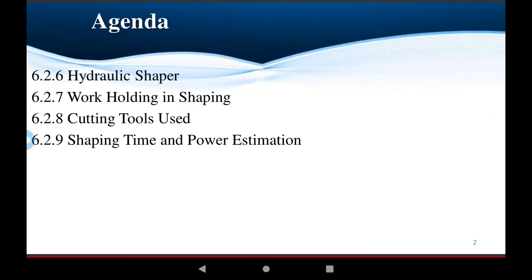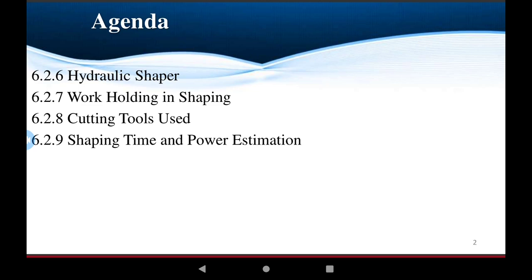The agenda for today in this video is the hydraulic shaper machine. Hydraulic pressure is generated, and this pressure is used for the reciprocating motion of some elements of the shaper machine. The pressure is above atmospheric pressure in this hydraulic cylinder. Then, work holding in shaping machines.